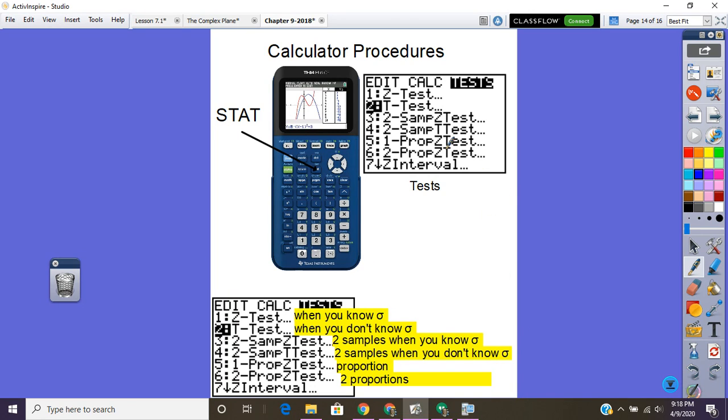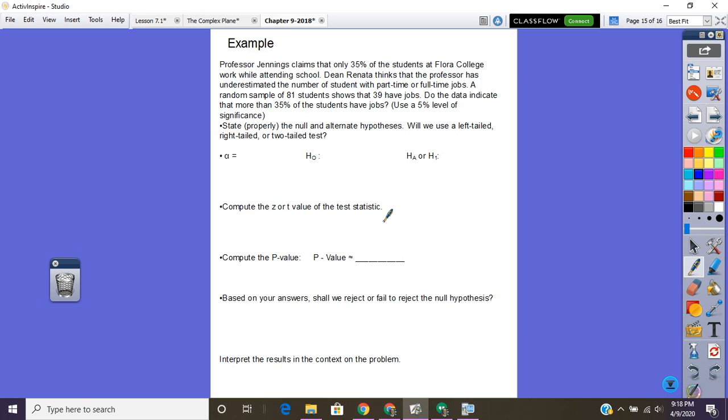So kind of keep this in mind. This is our key to be able to do these on the calculator. So let's do an example. This lays out everything that we need to find, okay?